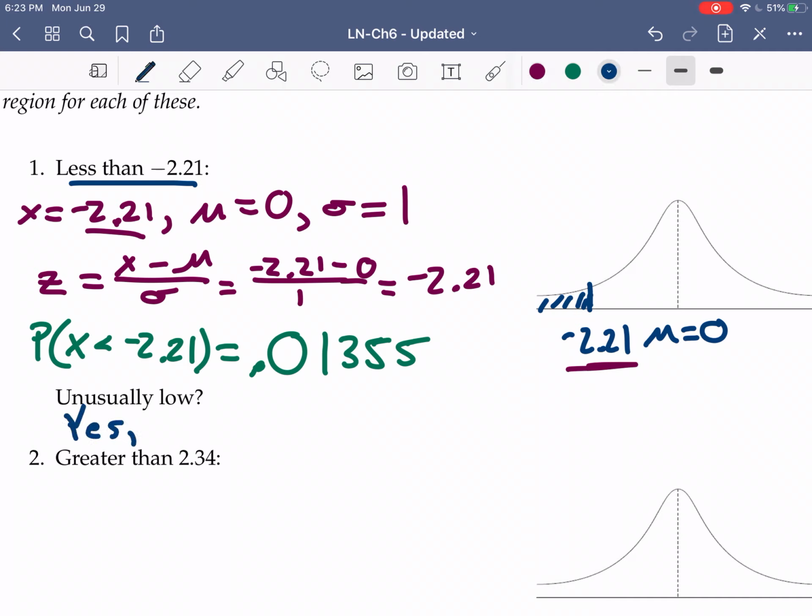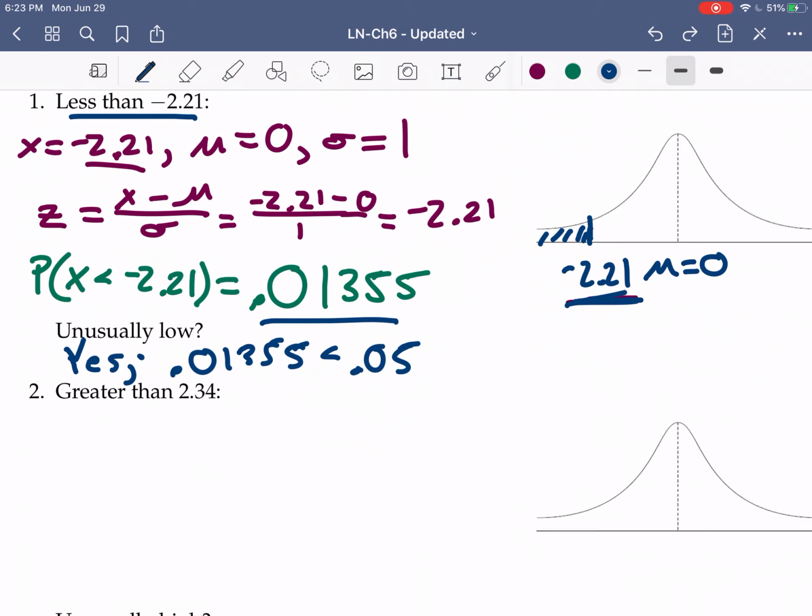Why? Well, yes, it's unusually low because that probability that we just found is less than 5%. And so the probability of a bone density of negative 2.21 or smaller happens only a little over 1% of the time. And if it's anything less than 5%, then we say that's an unusually low value.